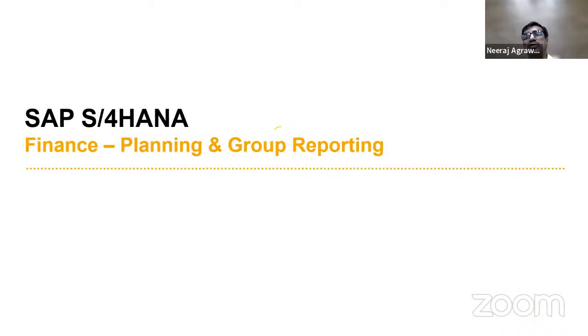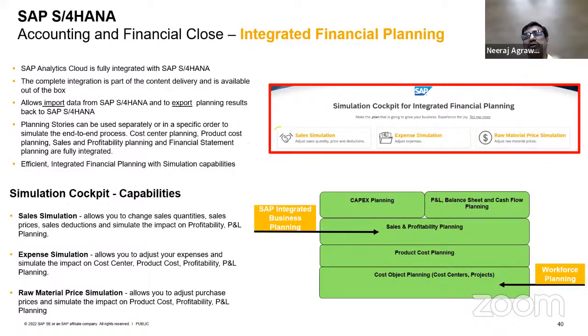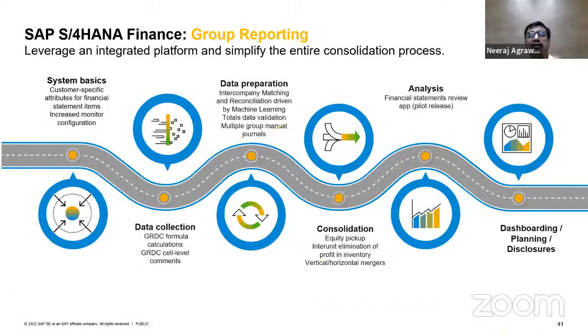Now, let's move to the next area after the closing. Let's move to the planning and group reporting. Okay. So in the planning and group reporting, group reporting is something you do at a group level, and this is where you can bring in all your data from across the landscape. And now we even have integrated planning, where you can do all kinds of planning in one single place. So let's see what we have in the group reporting.